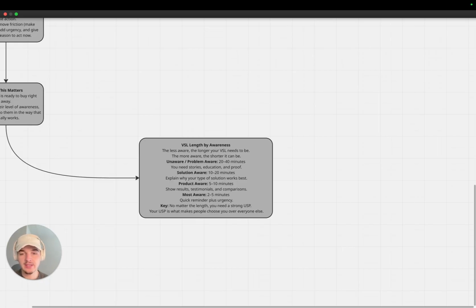And the key, what I see a lot of people mess up, is that no matter the length of the VSL, because a lot of people hyper fixate on this and it's not the most important thing in the world, your VSL just has to be very thorough. Cover all the objections a prospect might have, so they are pre-framed and pre-sold before they go on a sales call, and explain everything about your offer. That's the core principle behind it. The length matters depending on awareness level, but no matter the length, you always need a strong USP.